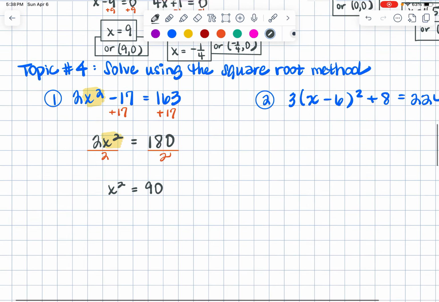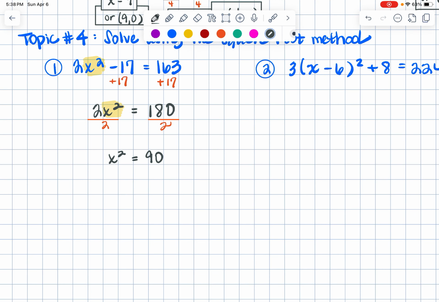Now we can square root, right? The opposite of squaring something is square rooting, right? So we're going to square root the left side. We're going to square root the right side. Good enough. Square roots and squares cancel, and that's how we get that x by itself. So x is plus or minus the square root of 90. Do not forget your plus minus. Remember, every quadratic has 2 solutions, right? And that's how we get them.